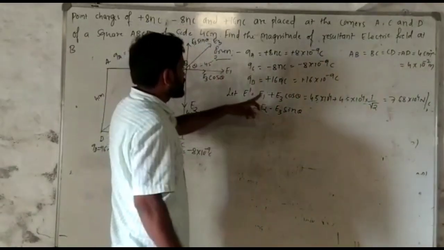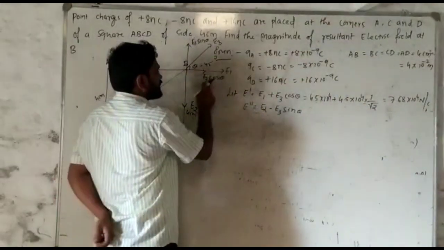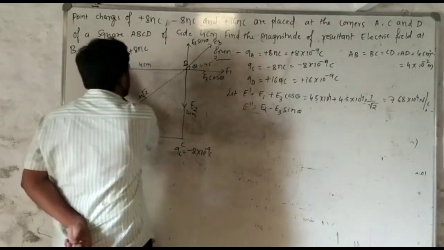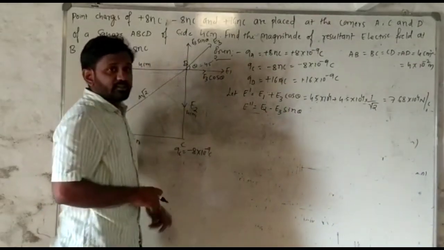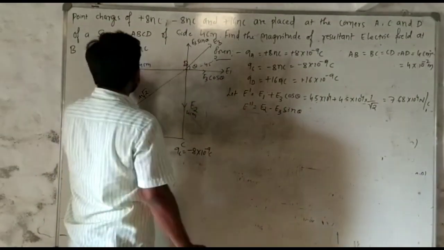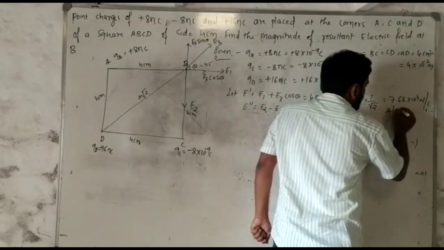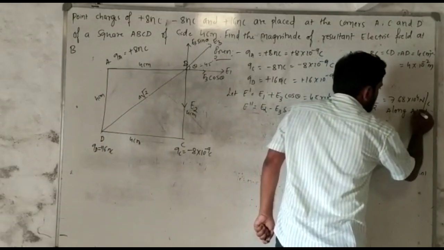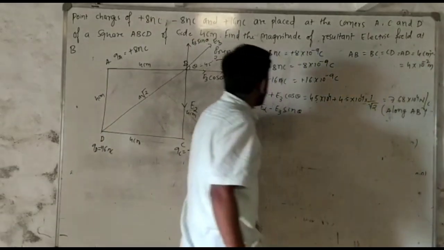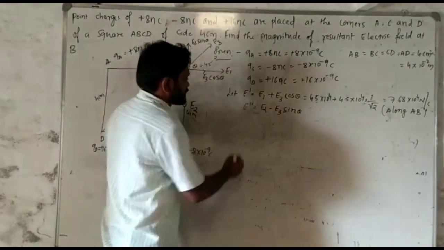Then what is the direction of this E dash? See, E1 and E3 cos theta both are along AB. That's why the resultant of these two is along the same direction. It means along AB. Now we calculate the E double dash.